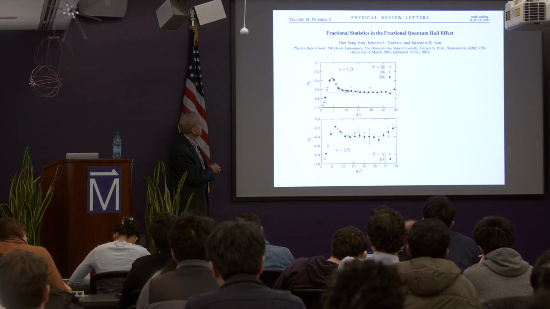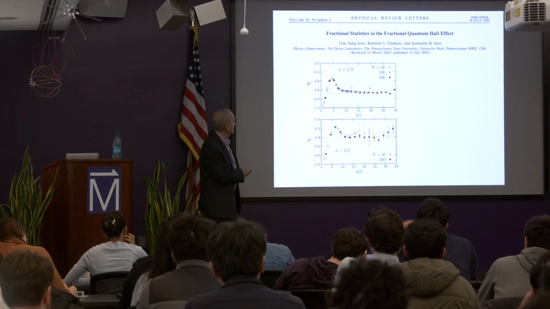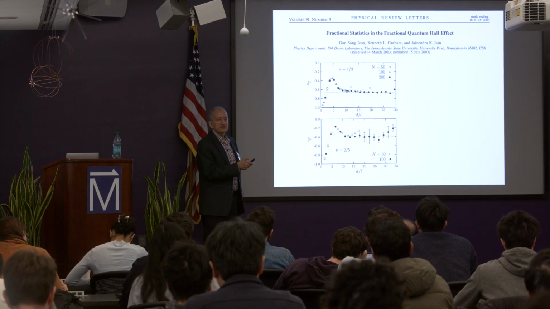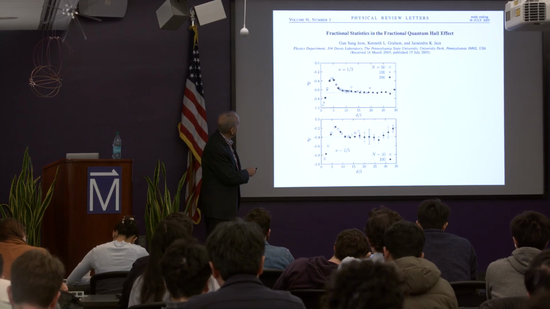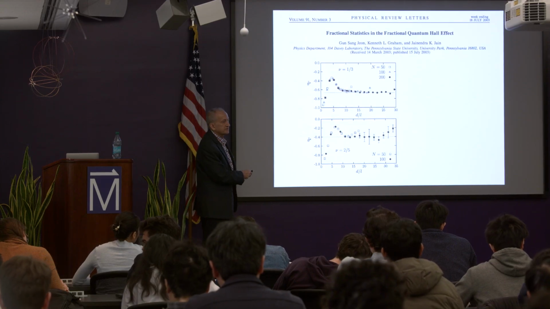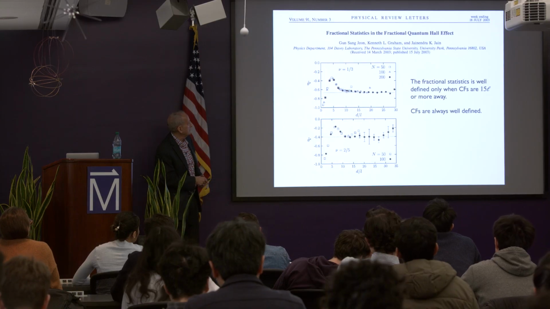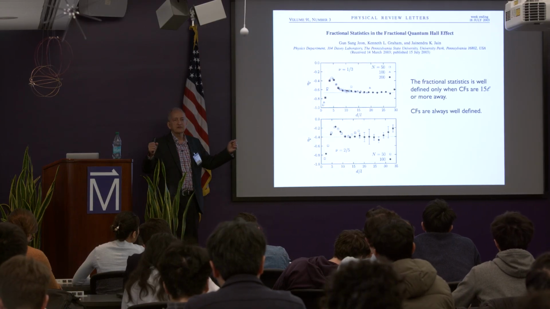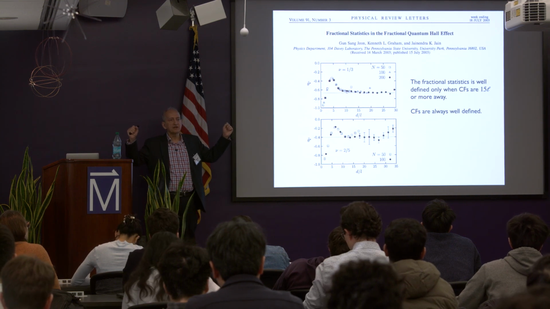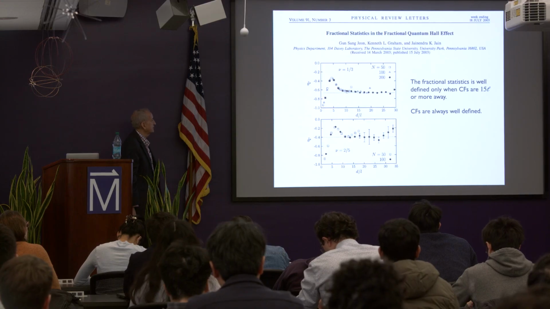So this is the statistics parameter for a quasi-particle or quasi-hole going around another at 1/3, and this is at 2/5. And as I said yesterday, up to 10 or 15 magnetic lengths, there is a correction. Beyond that, the statistics converges. So if you want to have well-defined statistics, the quasi-particles have to be sufficiently far from one another. The anyon nature is not well-defined all the time. Of course, composite fermions are always well-defined.